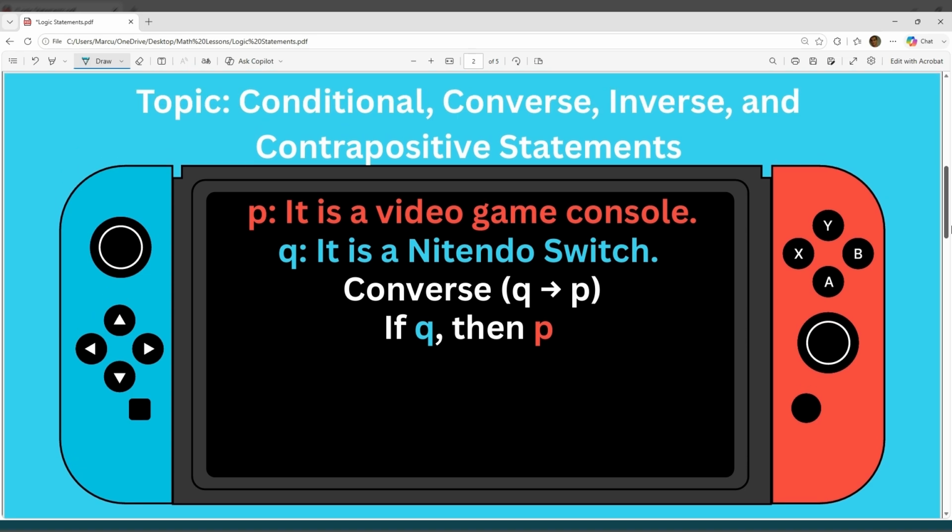Now we're going to do what we call a converse statement. So it's the same idea. However, instead of writing if P, then Q, now we have right here, if Q, then P. So please pause the video and go ahead and write this statement down.